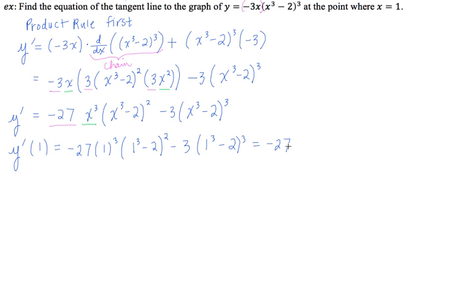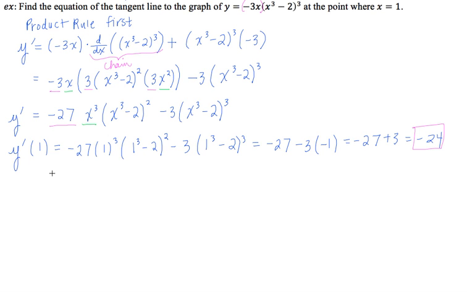So it's negative 27 times 1 cubed is 1. Then here 1 cubed minus 2 is negative 1. But negative 1 squared is positive 1. So this is just 1 times 1. So then coming here we have minus 3 times, let's see, 1 cubed is 1, minus 2 is negative 1. Negative 1 all cubed is negative 1. So this is going to become negative 27 plus 3, or negative 24, is y prime of 1. So that's the slope of the tangent line when x is 1. Okay, it's important, so I'm going to put a box around it.